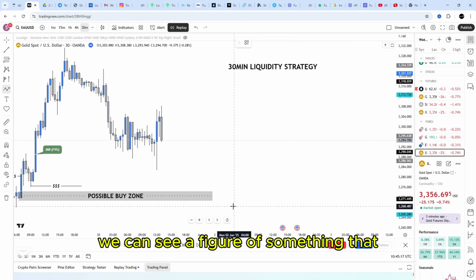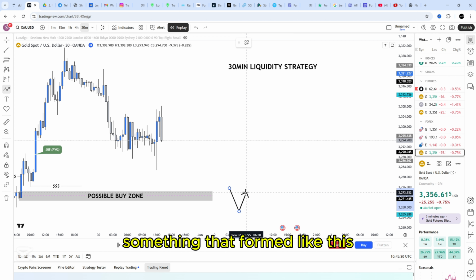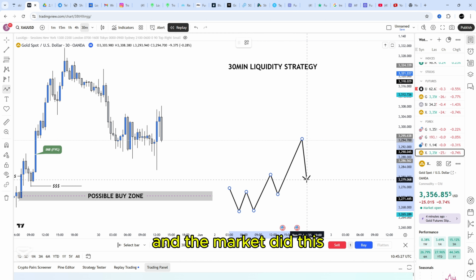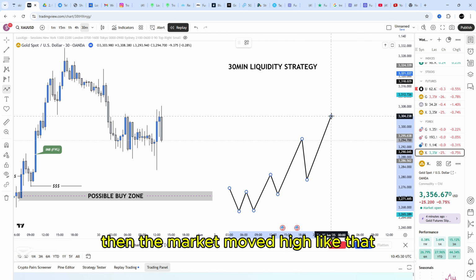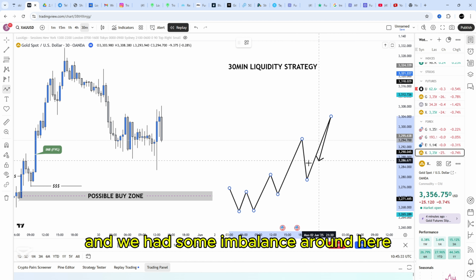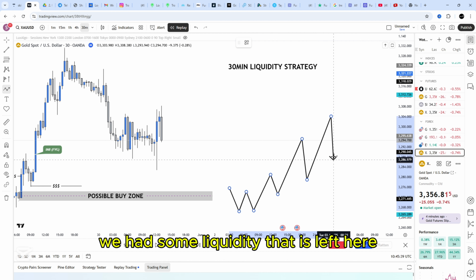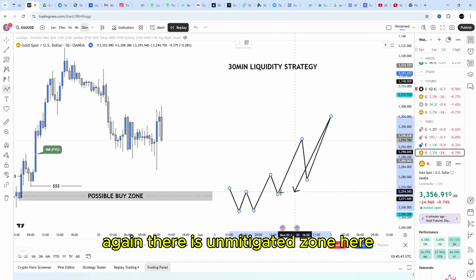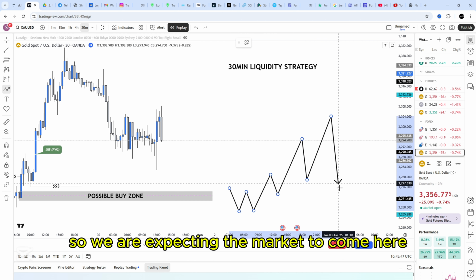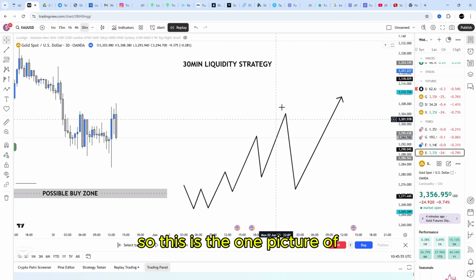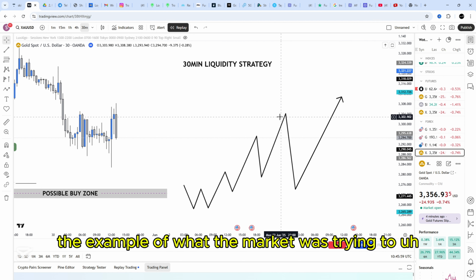We can see a figure that formed like this, and the market did this, and then the market wanted to continue high, and the market did this, then moved high like that, and we had some imbalance around here. We had some liquidity left here. So where do you think the market is coming again? There is an unmitigated zone here, so that's where the market is coming. We are expecting the market to come here and then continue the direction it has been going. This is one example of what the market was trying to communicate.